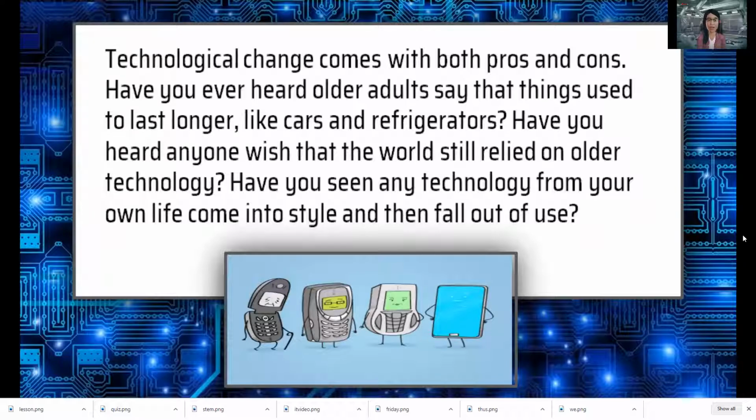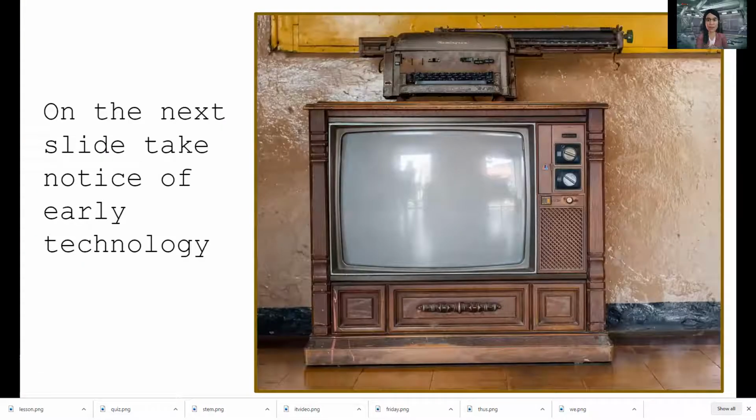Technological change comes with both pros and cons. Have you ever heard older adults say that things used to last longer, like cars and refrigerators? Have you heard anyone wish that the world still relied on older technology? Have you seen any technology from your own life come into style and then fall out of use? On the next slide, let's take notice of early technology.